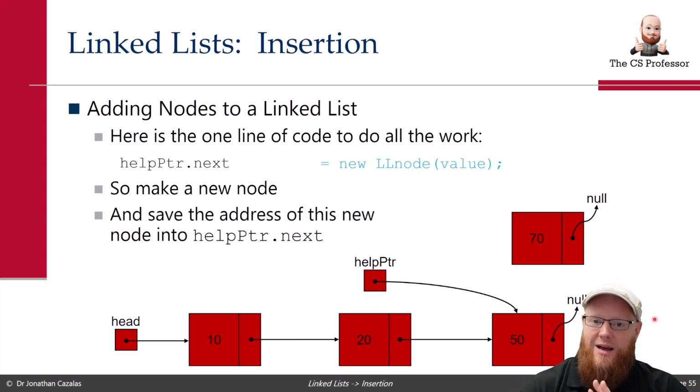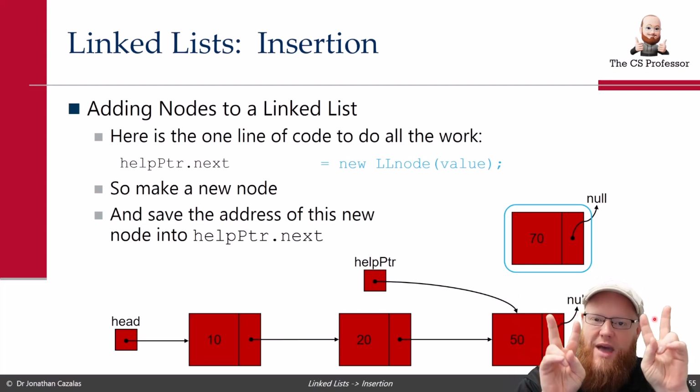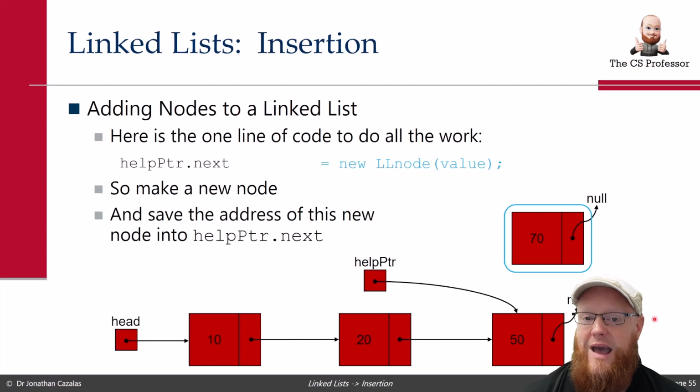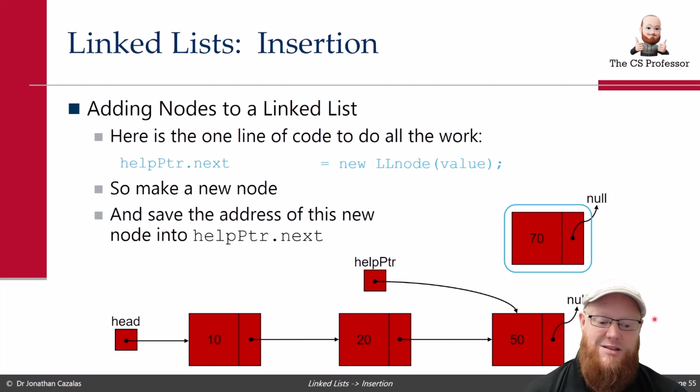I'll be honest, I love me some animations when they help facilitate the learning. This is a great slide for this one. We're going to save the address of the new node into help pointer.next. So I've put this blue box around the new node. Just think of that as the address of this. It represents that new node in its entirety, the address of that new node. Where does that address need to get saved? It needs to get saved into the next of 50. It's going to go right there, into the next of 50.